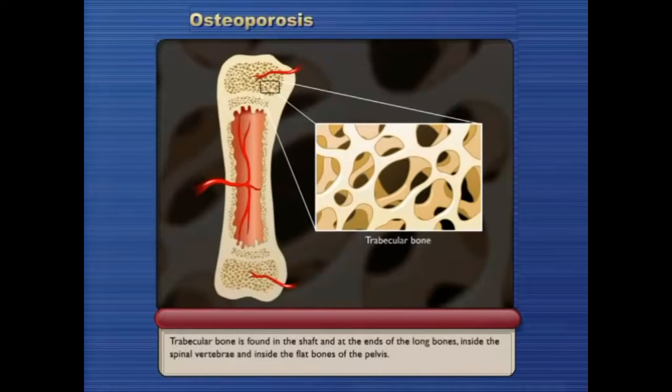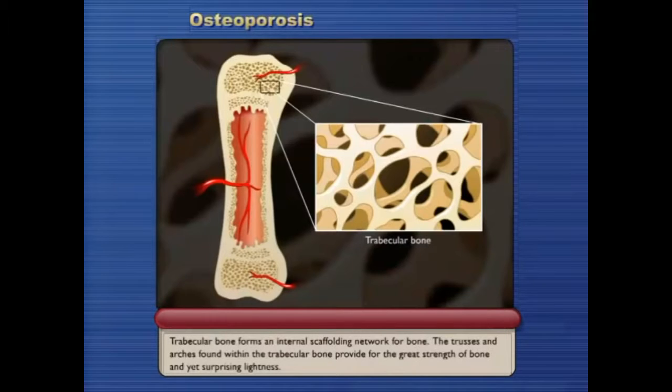Trabecular bone is found in the shaft and at the ends of the long bones, inside the spinal vertebrae, and inside the flat bones of the pelvis. In the ends, trabecular bone completely fills the cavity, and its structure transmits stress forces to the shaft. Trabecular bone forms an internal scaffolding network for bone.